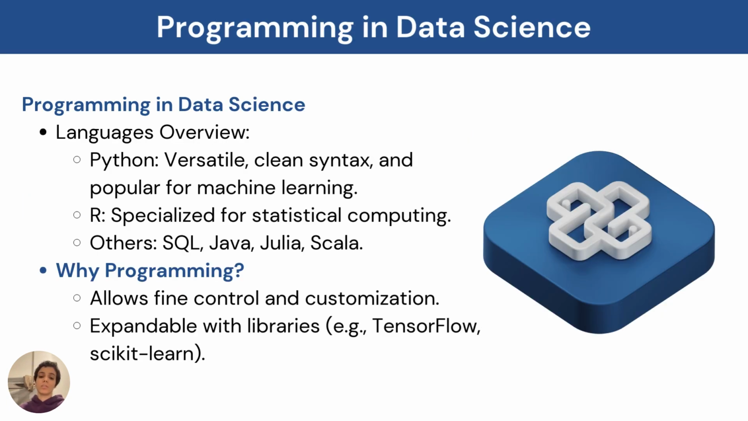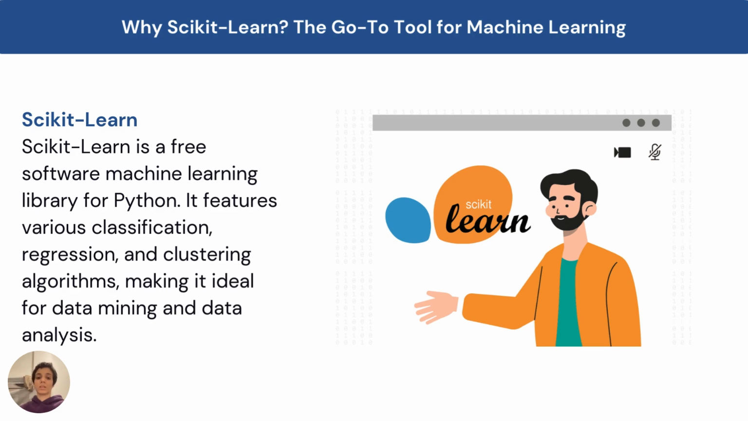Programming languages like Python and R are essential for data scientists. Python's versatility and R's statistical capabilities make them popular choices. Libraries like TensorFlow and scikit-learn extend their functionality for advanced machine learning tasks.